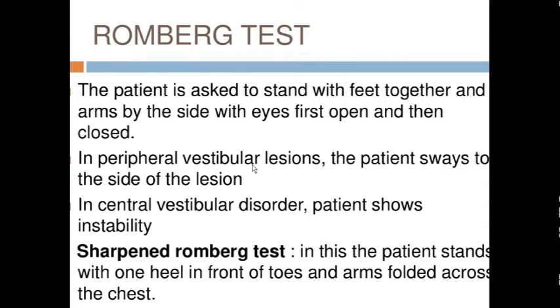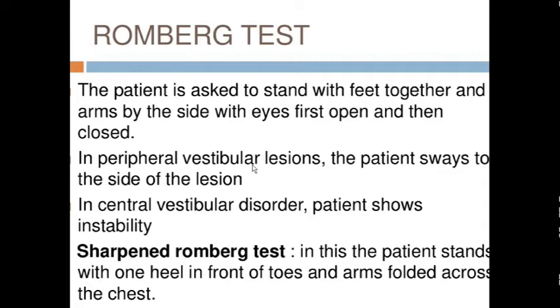proprioception. In Romberg's test, you are asking the patient to stand with feet together and arms by the side. So the patient is not standing with a wide gait, but with a very narrow gait, and then his eyes are first open, then you ask him to close his eyes. So you are cutting out the visual input. Next, you will ask the patient to stand on one foot alternately, once on the right, once on the left, again on the right. So then his sense of proprioception is going.